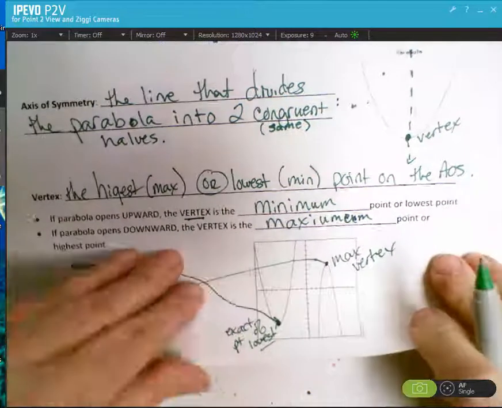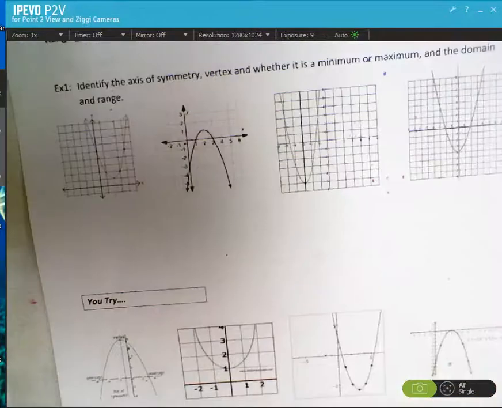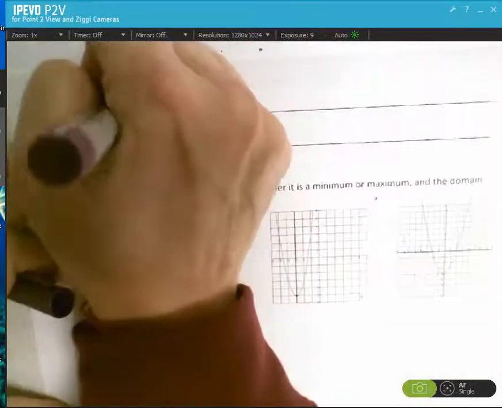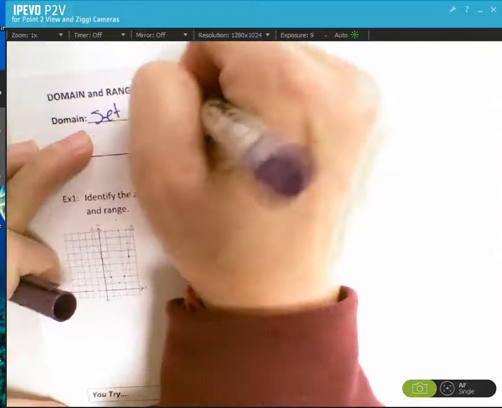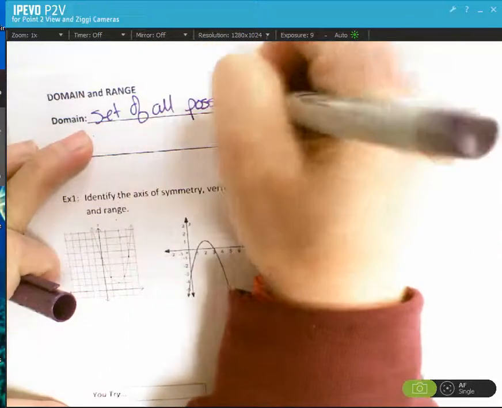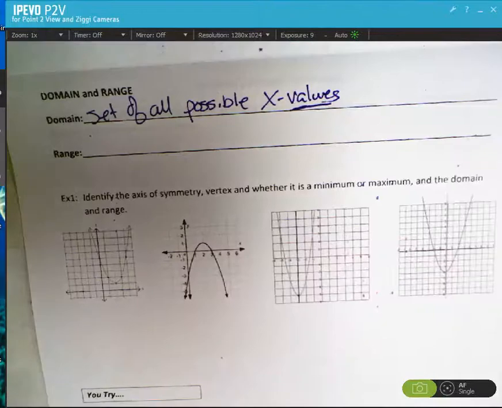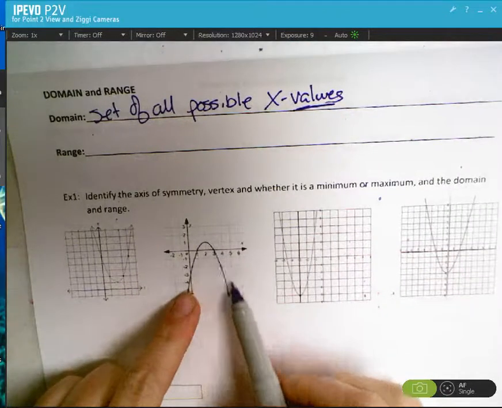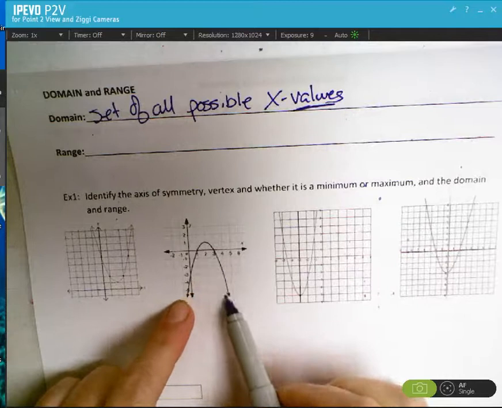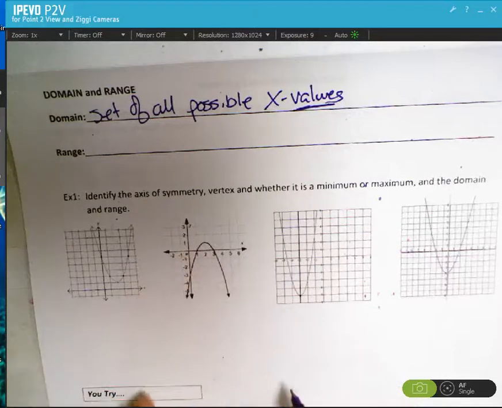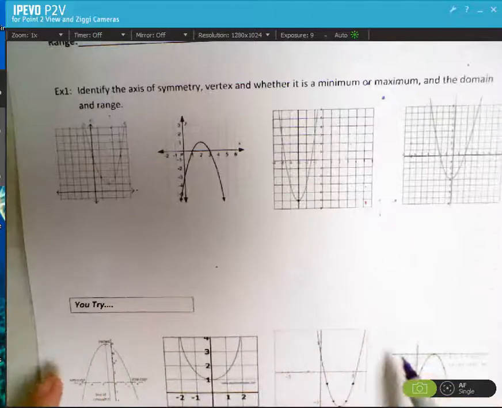Okay, so that's all the language of terminology. Let's play with a few of these and figure out what we've got going on. But first we need to remind ourselves what domain and range are. We talked a little bit about this already on the first page. The domain is the set of all possible x values. In all quadratics, whether opening downward or opening up, my x's keep going and going and get wider and wider.